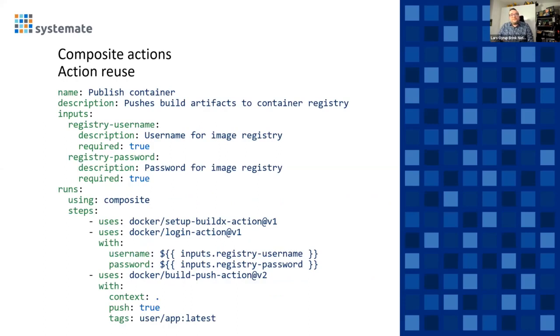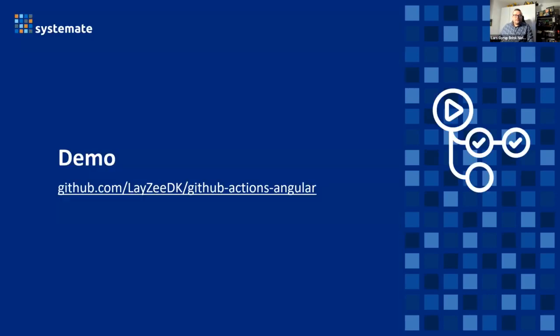And here is an example of a composite action that reuses other action steps. For example, some Docker logic here for publishing to the Docker registry. Right. So now down to the demo. I think that's the final part.